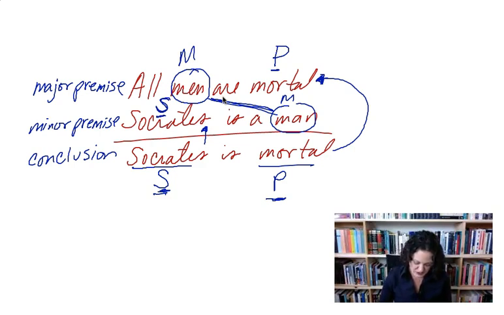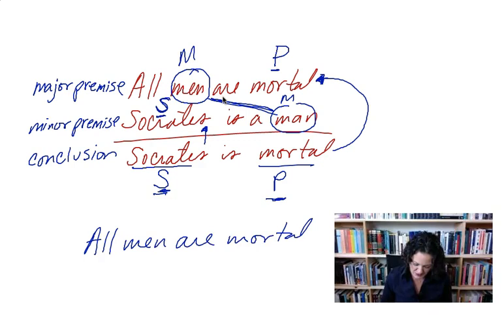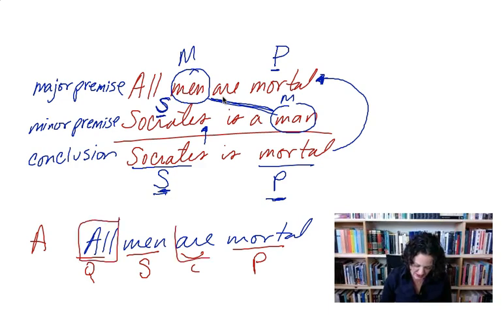So here, let's just look at this statement. All men are mortal. We know how to diagram this, sort of. We have our subject term and our predicate term and our copula and our quantifier, and we know that this is an A statement because it has all. So it's a universal affirmative. It's an A statement, right?